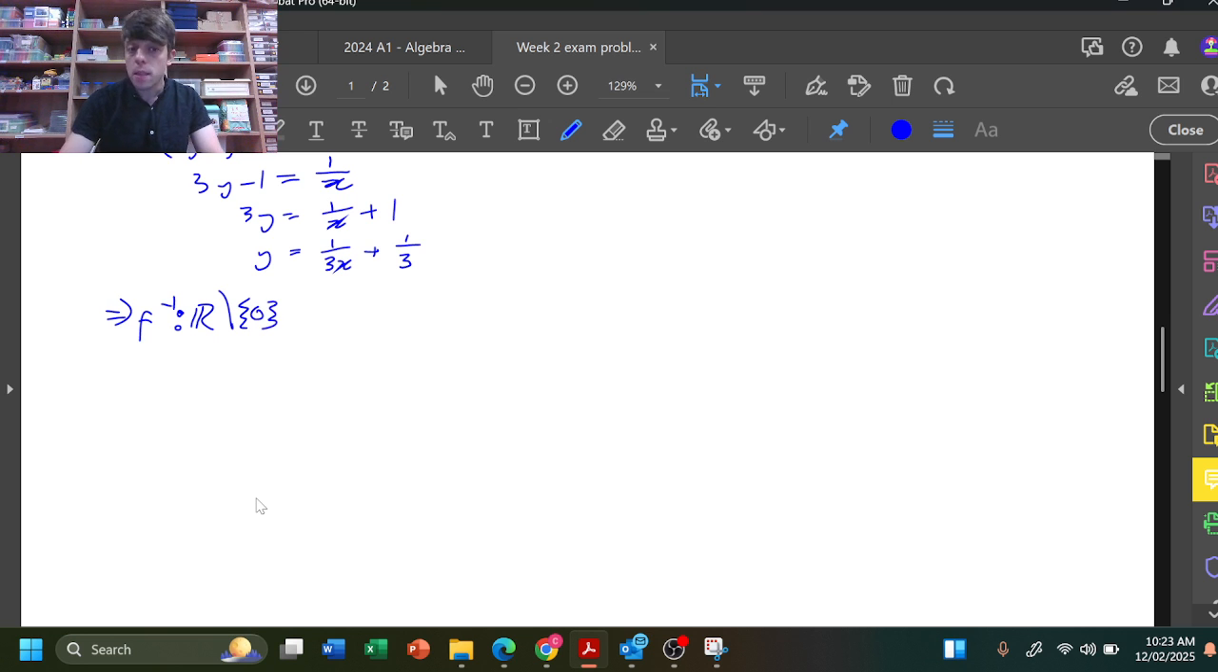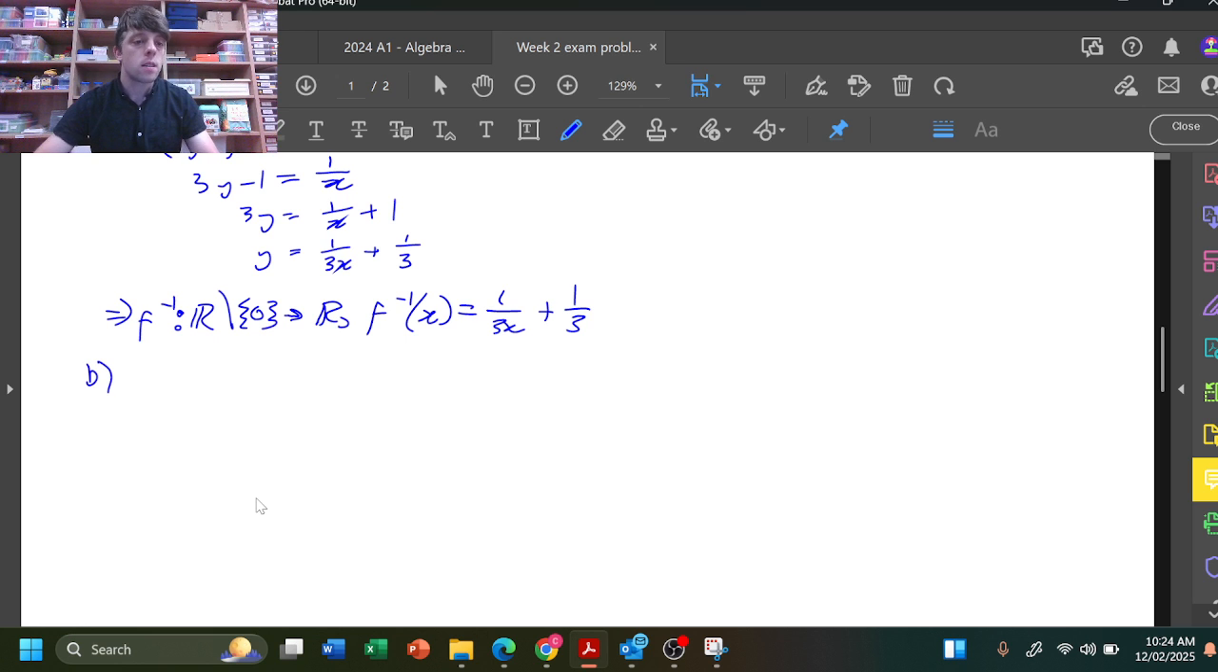Why is it excluding 0? Because if I put 0 down the bottom here, then I'm going to get 1 over 0, which is undefined. So that is not allowed. The codomain is always R. Don't have to worry about that. F inverse of x is equal to 1 over 3x plus 1 over 3. So that is the rule listed in function notation.